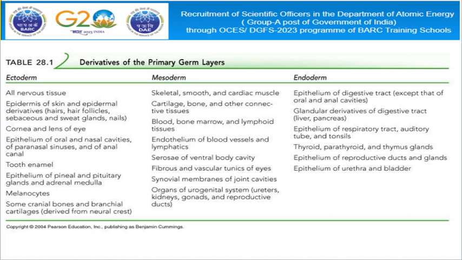So you should know epithelium of skin, epidermis, and epithelium of oral and nasal cavity will be coming from ectoderm, whereas epithelium of digestive tracts will be coming from endoderm. Okay, so the next thyroid, parathyroid, thymus gland will be coming from this endoderm only.